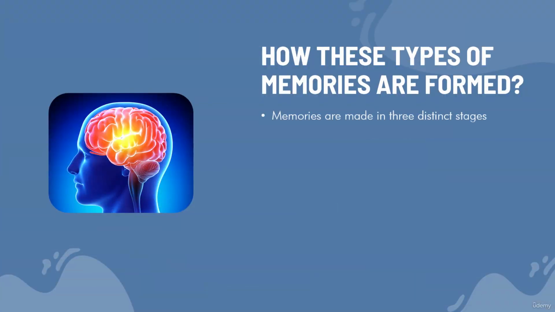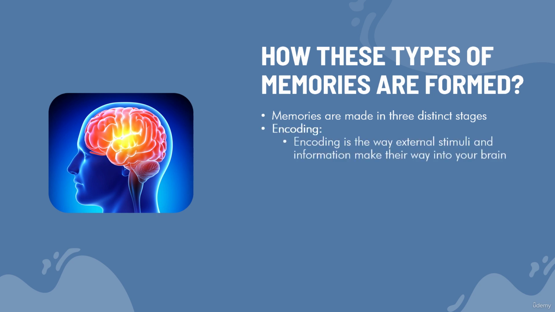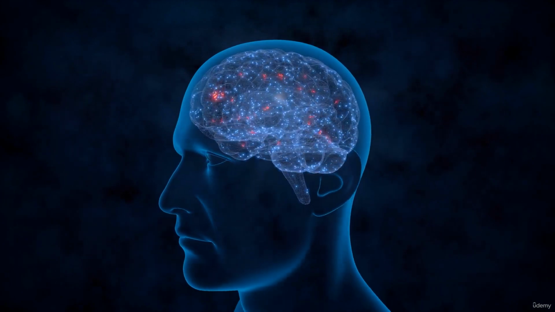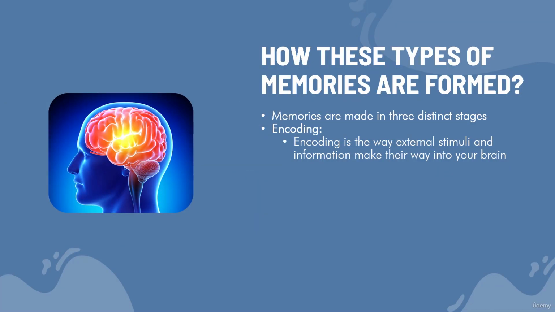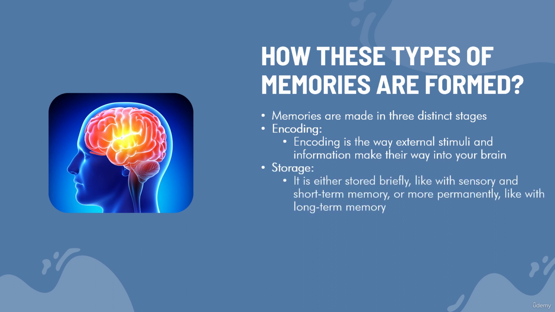Memories are made in three distinct stages. It starts with encoding. Encoding is the way external stimuli and information make their way into your brain. This could occur through any of your five senses. The next stage is storage, where the information we take in is stored. It is either stored briefly, like with sensory and short-term memory, or more permanently, like with long-term memory.